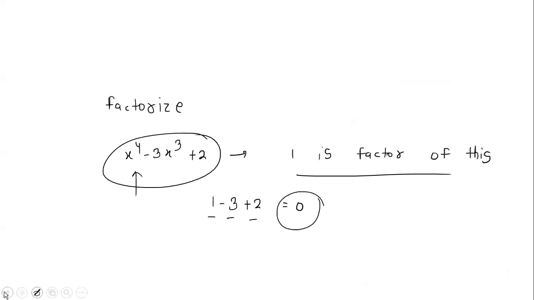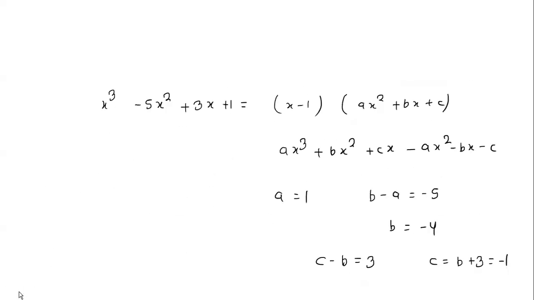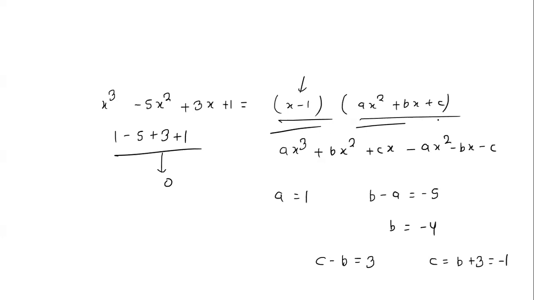So we also have this denominator, which is x cube minus 5x square plus 3x plus 1. We can also factorize this. We know 1 is also a factor of this. If you put 1 in this, it will give us 0. So 1 is also a factor of this. And after taking this x minus 1 linear factor, the remaining factor is this quadratic, which is ax square plus bx plus c. And if you multiply both of this linear and quadratic, you can get this cubic.